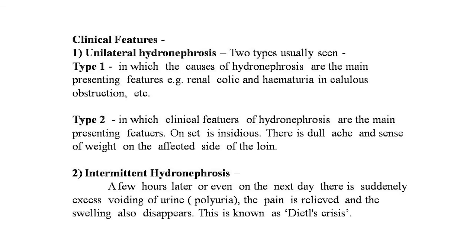Intermittent hydronephrosis: a few hours later or even on the next day, there is a sudden excess voiding of urine, polyuria, the pain is relieved and the swelling also disappears. This is known as the Dietl's crisis.